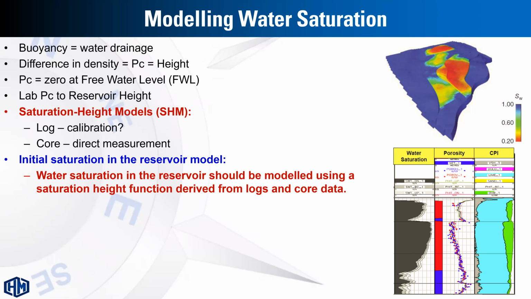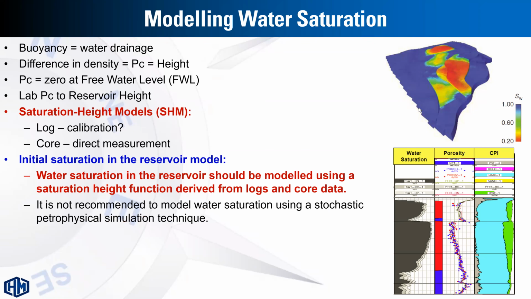So the recommended approach is to use an integration between initial water saturation from capillary pressure and from logging data, and all of these logging and core data must be calibrated and integrated together to define the initial water saturation distribution for the 3D model.